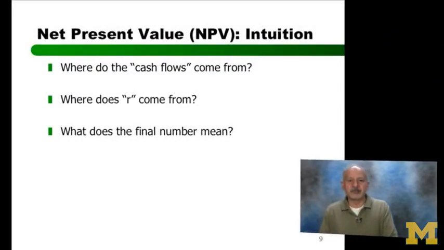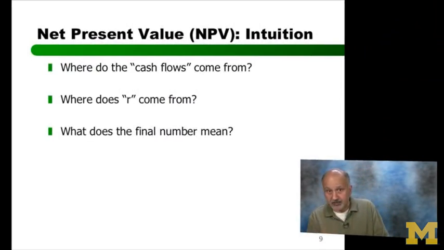What does the final number mean? So what was our NPV? Our NPV was what? $200, right? What is the unit of measurement? Dollars. It is the measurement of value.